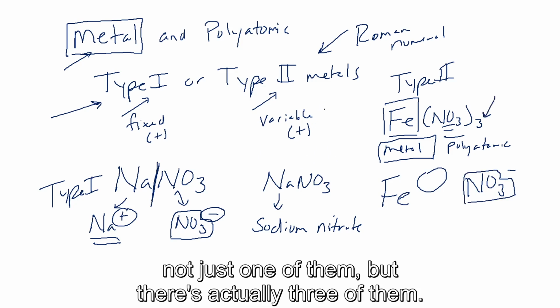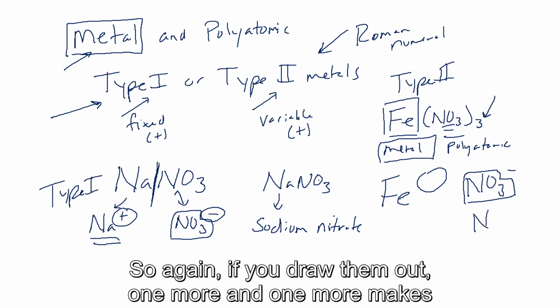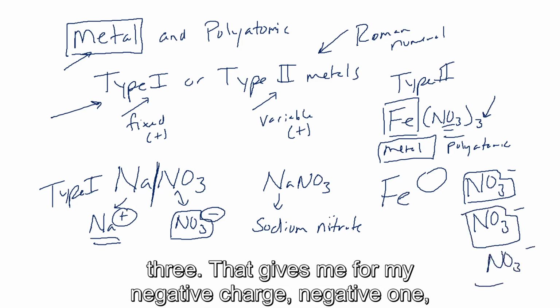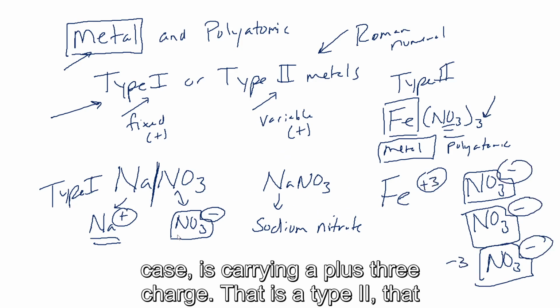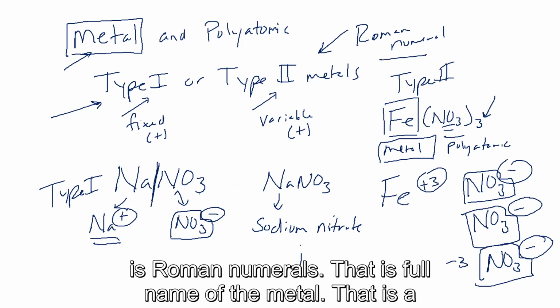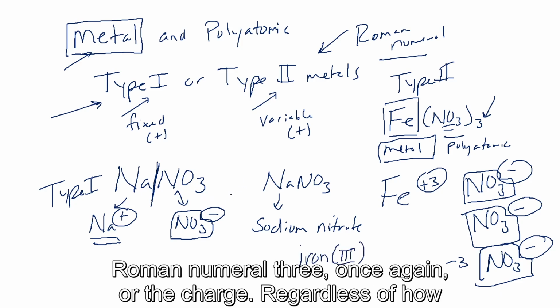There is not just one of them, but there's actually 3 of them. So again, if you draw them out, one more and one more makes 3. That gives me for my negative charge, -1, -2, -3. That means my iron in this case is carrying a +3 charge. That is a type 2. That is Roman numerals. That is the full name of the metal. That is a Roman numeral 3 once again for the charge.